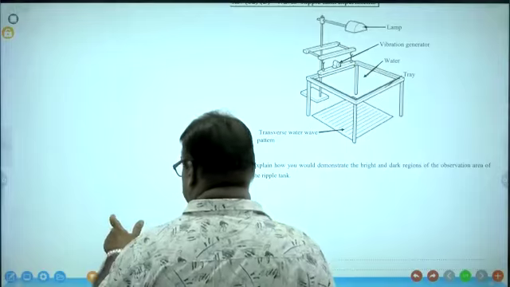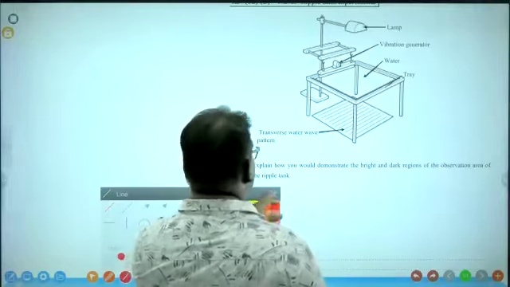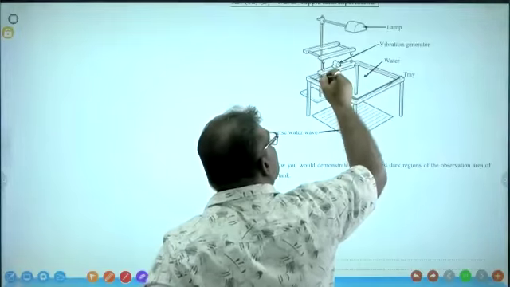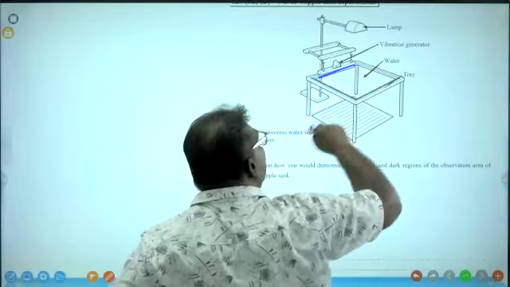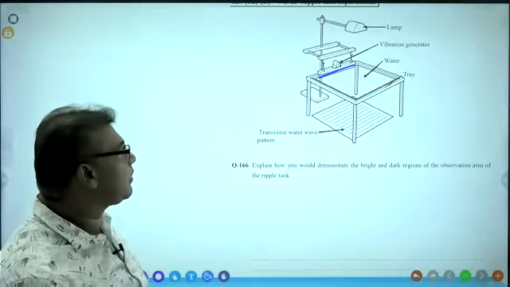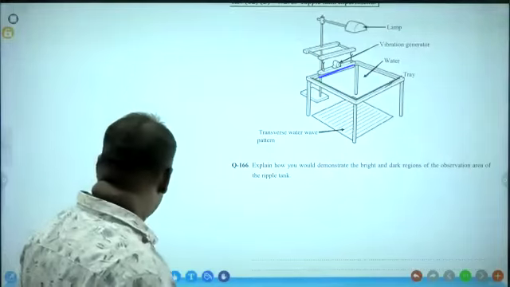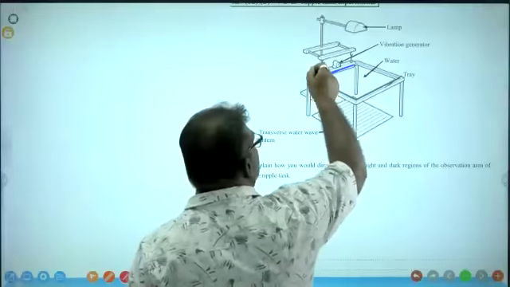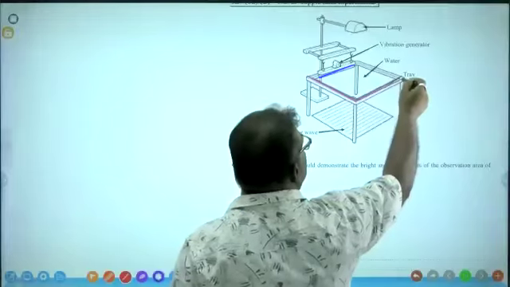Now you have the tuner, right? Here, the vibrating generator, that's the motor. This one is the vibrating rod, which is connected to the vibrator or vibrating generator, right? And here we have the tray. This one is the tray or ripple tank, right? This one is the ripple tank.